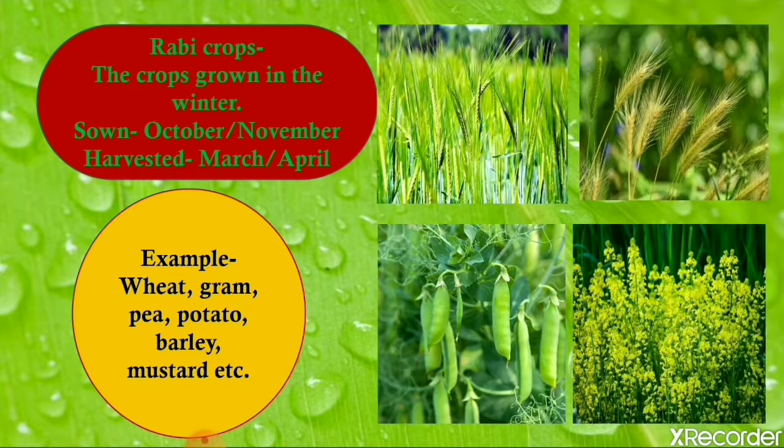These crops are sown in October and November, means in the beginning of winter season, and they are harvested in March and April. So such type of crops which are grown in the beginning of winter, sown in October and November and harvested in March and April, are called rabi crops. Examples of rabi crops are wheat, gram, pea, potato, barley, mustard, and so many crops.